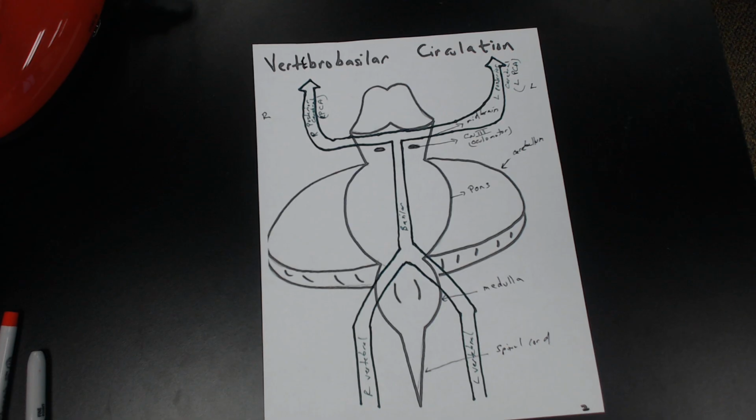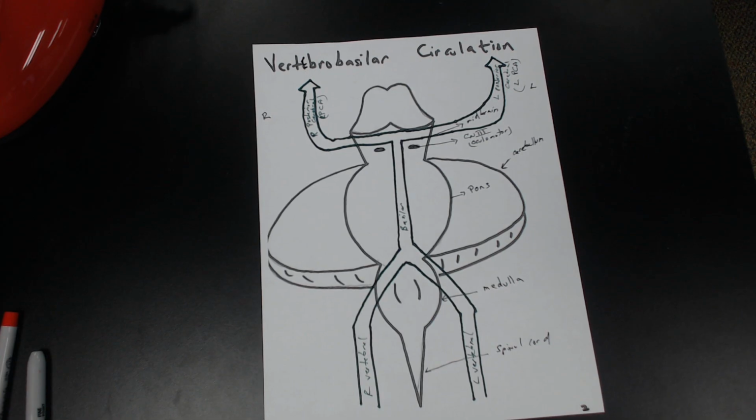Okay, vertebral arteries ascend toward the brain. At about the level of the pontomedullary junction, they come together to form one main artery. That artery is the basilar artery. That basilar artery ascends to just above the level of the third cranial nerve and then forms two shoots.